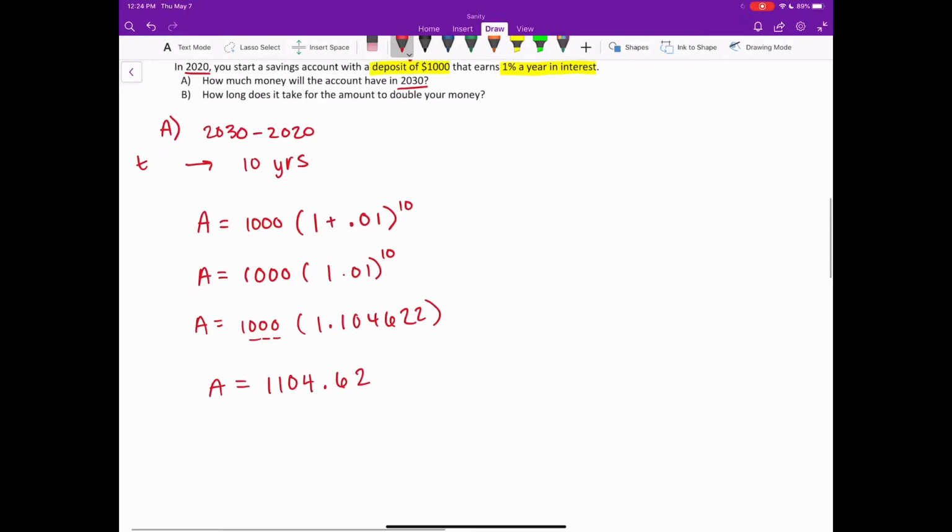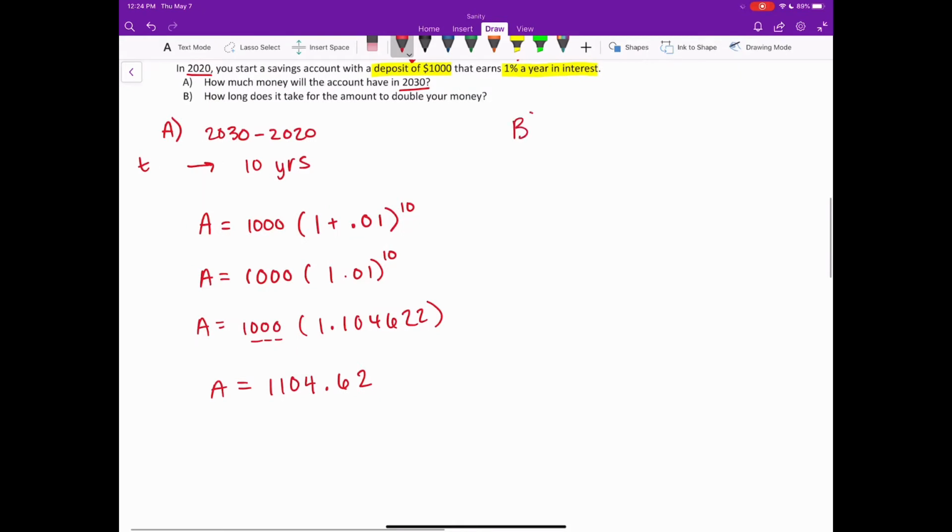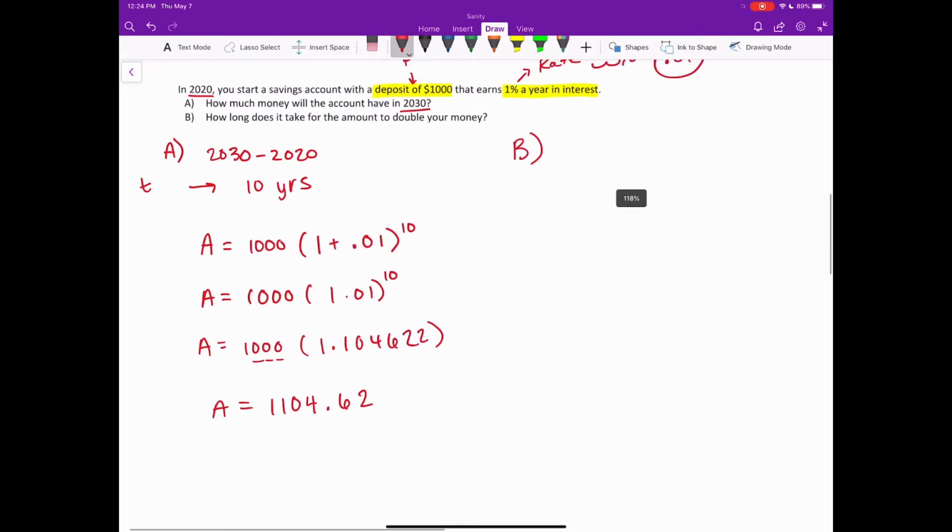That was part A. Part B. How long does it take for you oh my gosh, can I read today? How long does it take for the amount to double your money? All right. So doubling your money, again, now our A value has to be 2 times our principal amount, right? So we initially deposited 1,000, so I want to know how long is it going to take for my account to reach $2,000 at this rate. Well, seeing after 10 years I've only earned $104 in interest, my guess is probably going to be quite a long time. Let's solve for that time though.